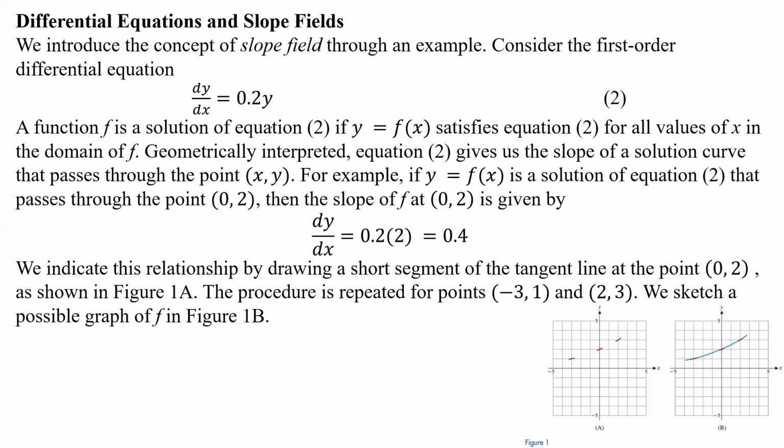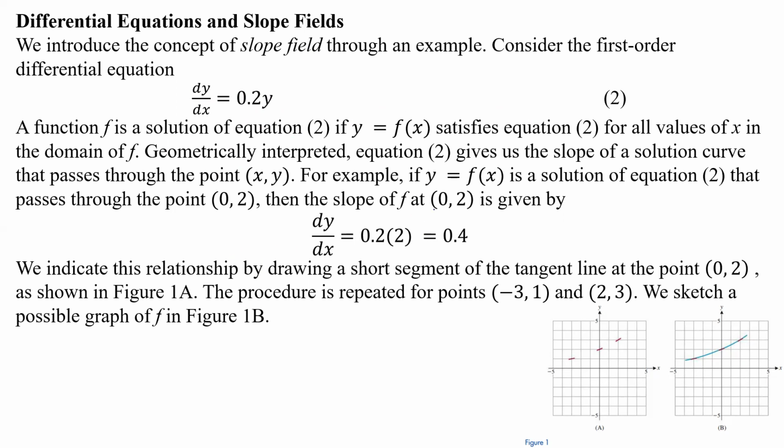Now, a function f is a solution of this equation if y equals f of x satisfies equation 2 for all values of x in the domain of f. Geometrically interpreted, we can get the slope of the solution curve that passes through whatever point x, y it is.